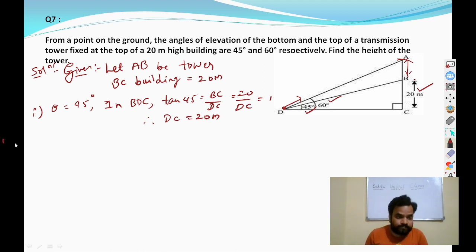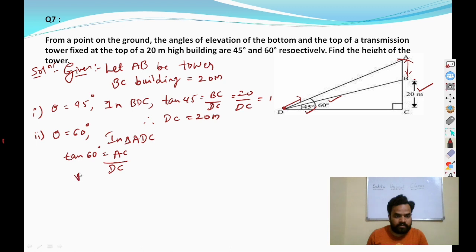So in the second case, I will take theta is equal to 60 degree. And now which triangle exists? In triangle ADC, I will take tan 60 degree is equal to AC by DC. Tan 60 degree value is root 3. Root 3 is equal to AC, which can be written as AB plus BC, divided by DC, which is 20. This 20 will multiply here, it will be 20 root 3.